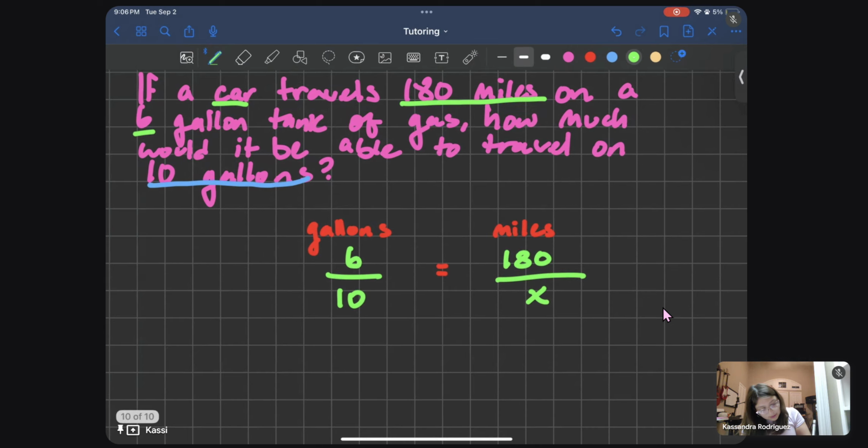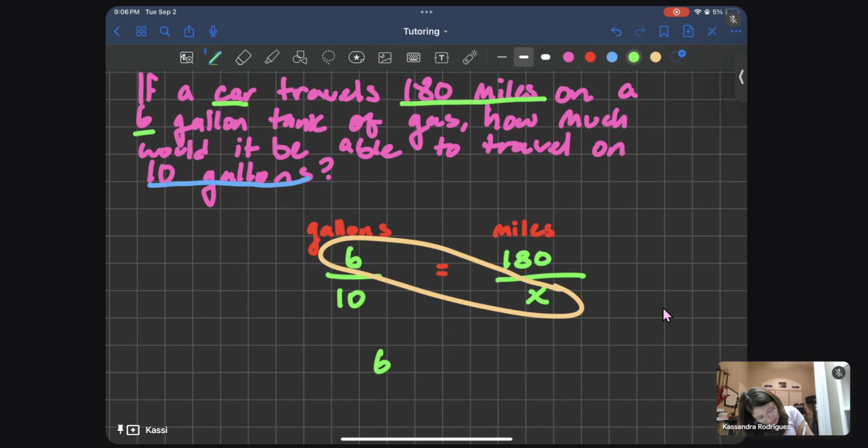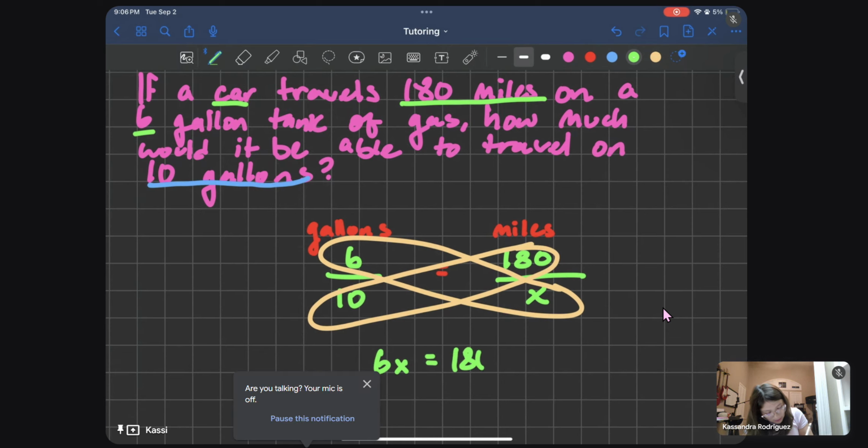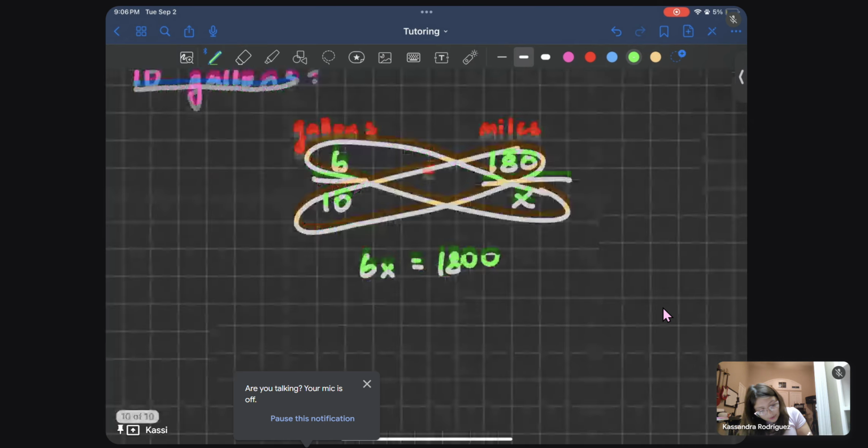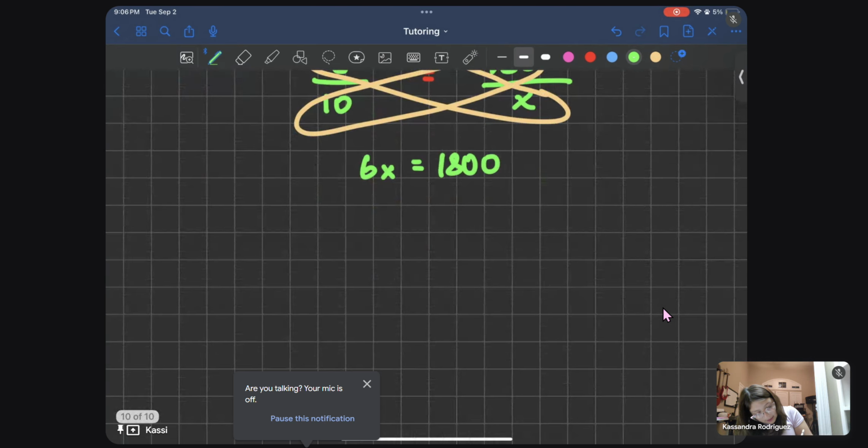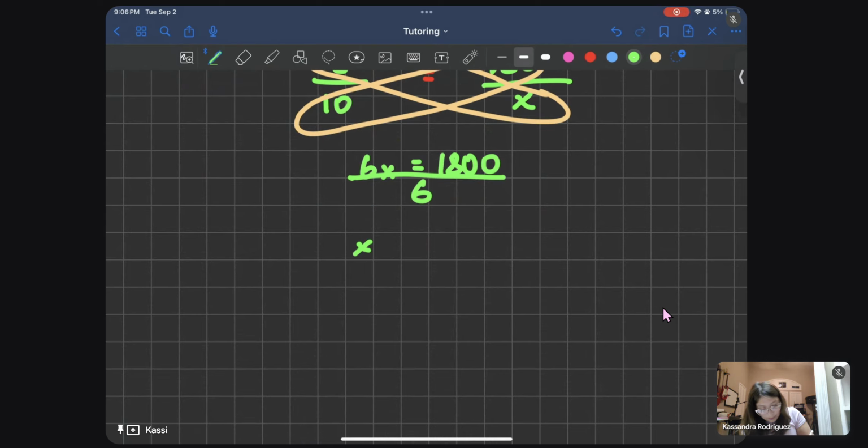So let's start solving this. I'm going to use yellow. 6 times x. So 6x is equal to 10 times 180. Sorry, thinking about that. That's going to be 1800, right? So now to continue solving for x, we must divide by 6, right? So this car will be able to last 300 miles.